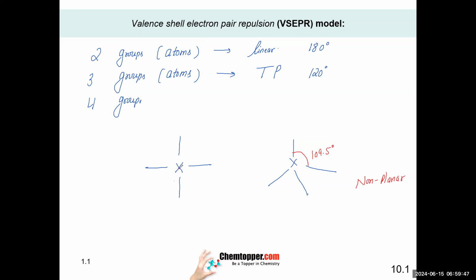Whereas if I make it like this, it's square planar. What's the angle here? In square planar? 90 degrees. Now tell me which one is better. Nature is going to prefer 90 or 109? It's going to prefer this one. So when there are 4 groups around the central atom, it is going to be tetrahedral. Angle is 109.5 degrees. You have to memorize it.